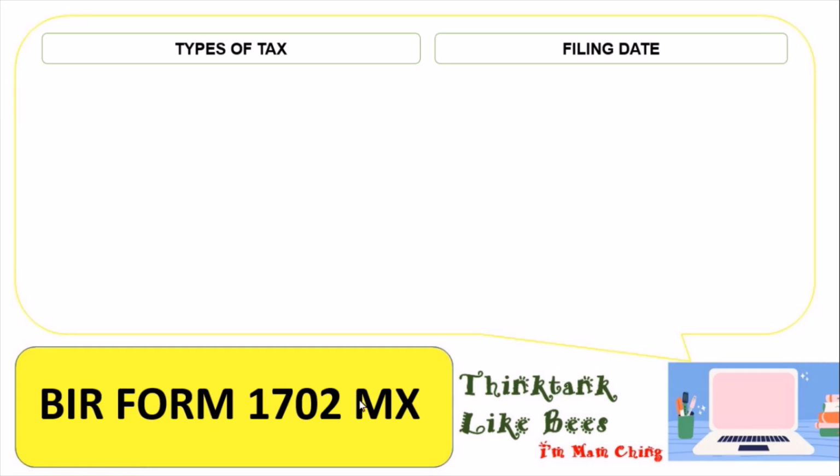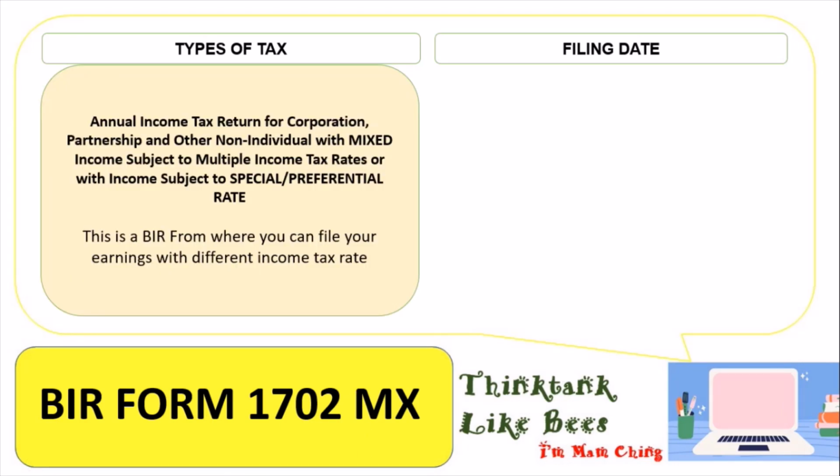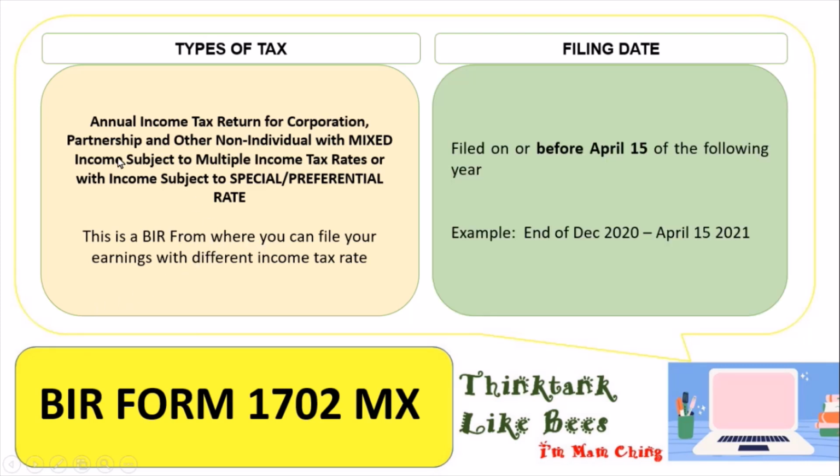Next we have BIR Form 1702MX. MX means mixed. It is an annual income tax return for corporations, partnerships, and other non-individuals with mixed income subject to multiple tax rates or with income subject to a special preferential rate. This is a BIR form where you can file your earnings with different income tax rates. The filing date is also on or before April 15 of the following year.